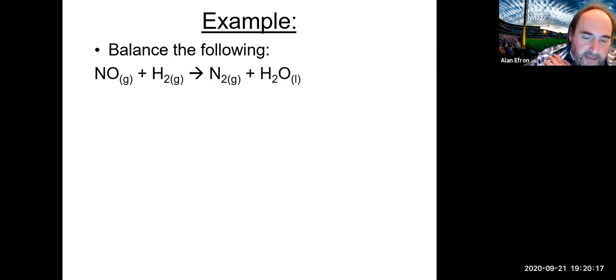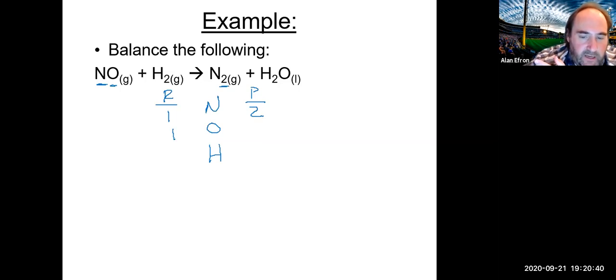Sometimes when you make a table, you're essentially just putting down your elements. So nitrogen, oxygen, and hydrogen. We have the left-hand side, which is our reactant side, and the right-hand side, which is our product side. You just want to make a table of where you're starting. On the left-hand side, we have 1 nitrogen. Right-hand side, we have 2 nitrogens. Left-hand side, we have 1 oxygen. Right-hand side, 1 oxygen. Left-hand side, 2 hydrogens, and right-hand side, 2 hydrogens.